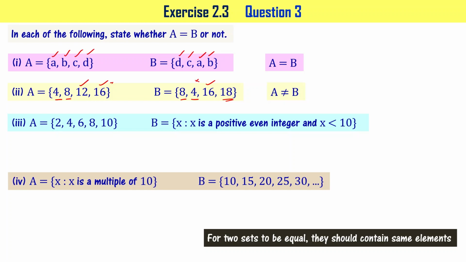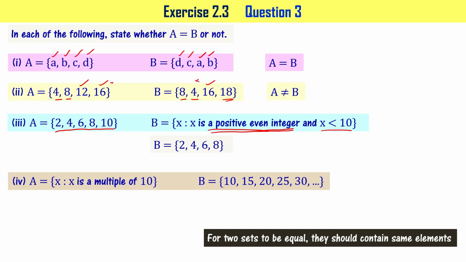Now when it comes to question 3, A is given as a set containing elements 2, 4, 6, 8, and 10. The definition of B is given in set builder form, right? Let's write that in roster form. B is a set of elements x such that x is a positive integer and x less than 10. Sorry, x is a positive even integer, right? What are the even numbers? 2, 4, 6, 8, 10, 12, and so on, right?